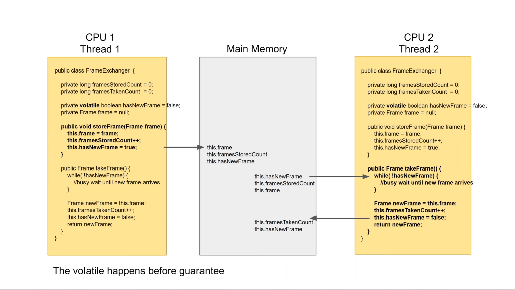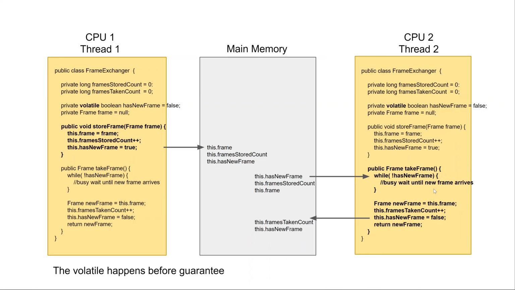Similarly, any read of a volatile variable that is located before reads of other non-volatile or volatile variables is guaranteed to happen before any of these subsequent reads. In this particular case here, it means that the read of has new frame inside here of the while loop cannot be reordered to happen after this read down here. In other words, the read of has new frame is guaranteed to happen before the read down here of this dot frame, and that is because has new frame is declared volatile.